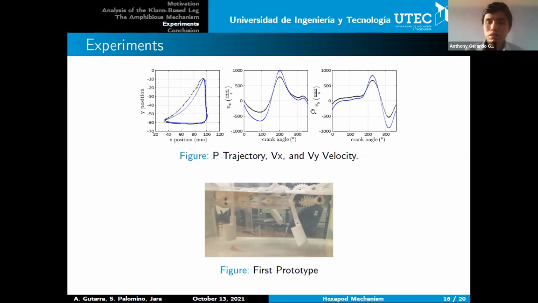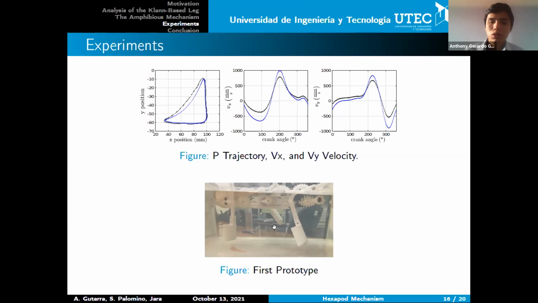In the case of the velocities, we can also see the real shape obtained with black dots and the simulated with blue dots. In this case, we energize the motor to obtain 20 rad per second of velocity in the crank of the mechanism. As we can see, in general the magnitudes of the real values are smaller than the simulated, and this is because we don't consider negative effects such as friction or non-uniformity in the mechanism.